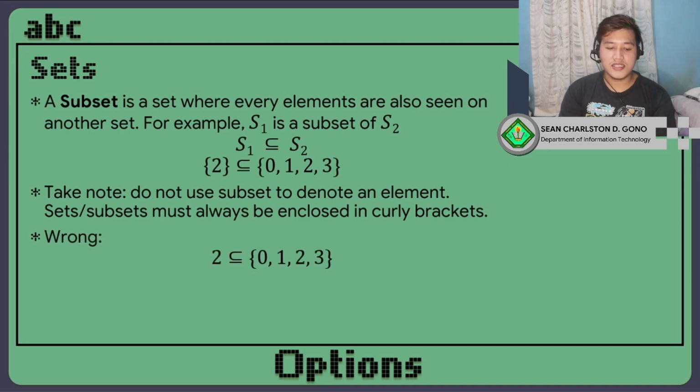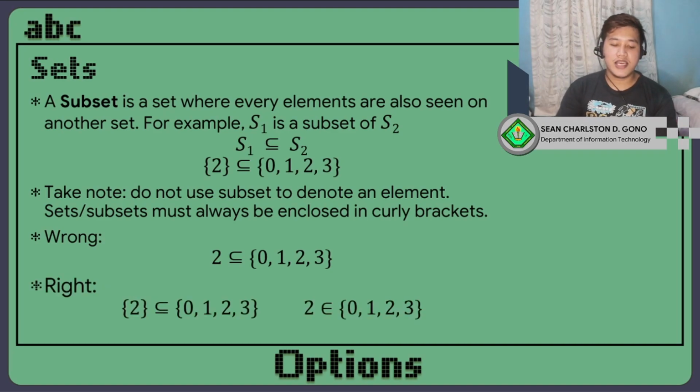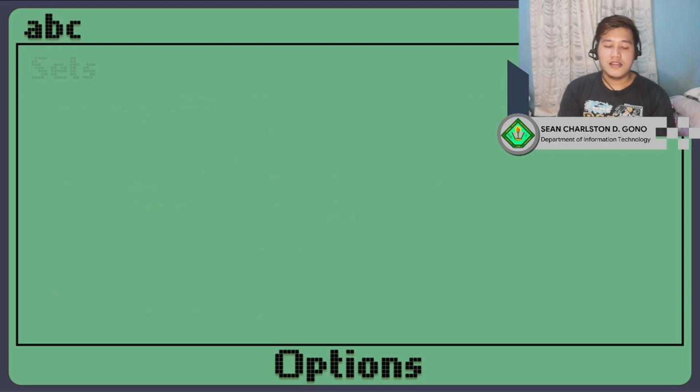So 2 is a subset of {0, 1, 2, 3}, which is fine, but it's not inside curly brackets. That's why this is not a set. Rather, it is an element. So what is the right way of using element of and subset of? It should be like this. As mentioned, sets or subsets are inside curly brackets like this, and elements are not inside curly brackets like this. Simple enough, right? Let's move on.